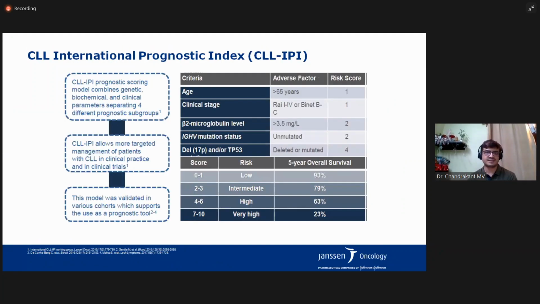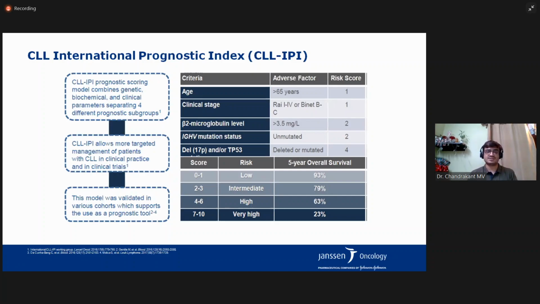So this is the CLL-IPI, again combining all the parameters and making a score. The International Prognostic Index: you can see age more than 65, you get one risk score. If it is Rai stage 1 to 4, then it becomes 1. If you have any lymphadenopathy, it becomes 1. And then beta 2 microglobulin more than 3.5, which actually speaks to the disease burden, you can add 2. And if the IGVH is unmutated, you get 2. And the moment it is deletion 17p or P53 mutation, then it becomes 4.